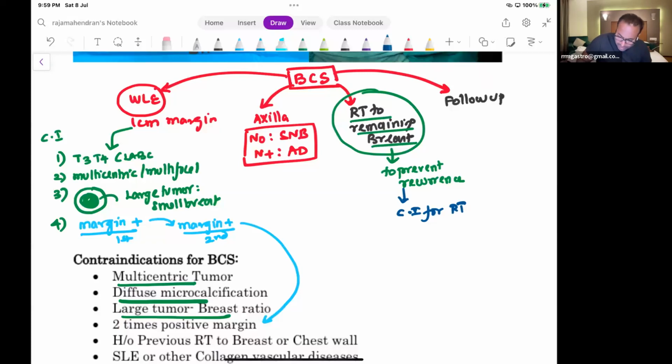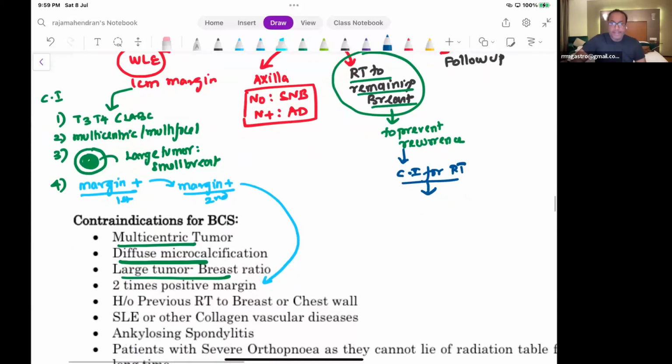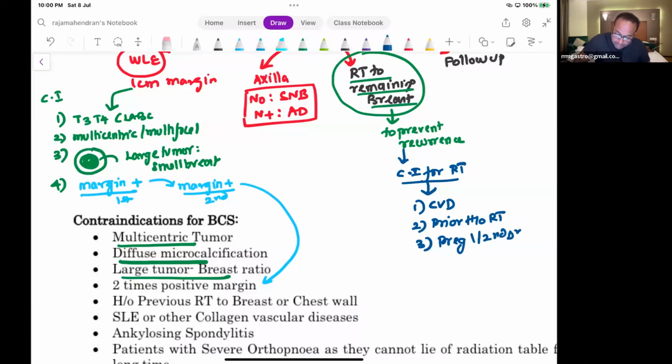Wherever radiotherapy is contraindicated, we cannot do this procedure. Like example, contraindications for radiotherapy are collagen vascular disease, number 1. All collagen vascular disease radiotherapy cannot be given. Previous history of radiotherapy. ஏற்கனவே radiotherapy கொடுத்தா மறுபடியும் அதே இடத்துல radiotherapy கொடுக்க முடியாது. அதே இடத்துல மறுபடியும் radiotherapy கொடுக்க கூடாது. Pregnancy-ல first and second trimester-ல we cannot give. We cannot do this operation because third trimester-ல குழந்தை பிறந்ததுக்கு அப்புறம் we can give. So first and second trimester is a contraindication.